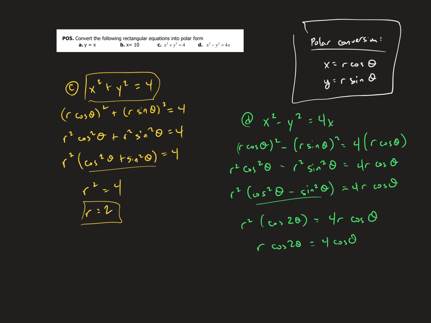Now typically the answer key on this doesn't do it. We would want to get the r by itself, so it'd be 4 cosine theta over cosine 2 theta, but it's not a big deal either way. So we'll leave it like this since that's what the answer key has.